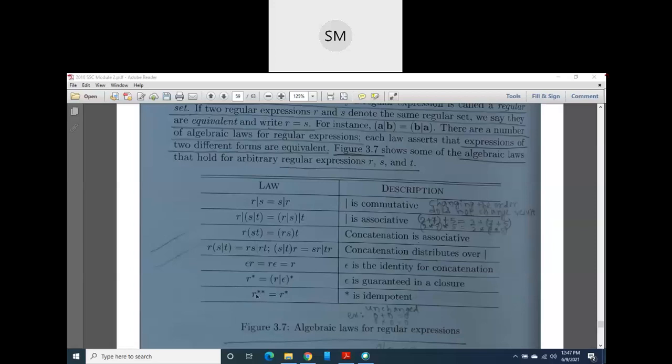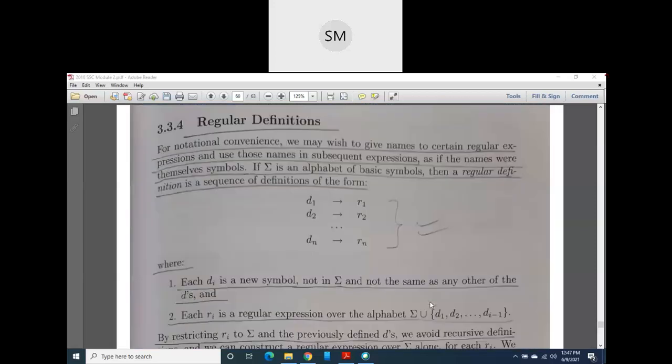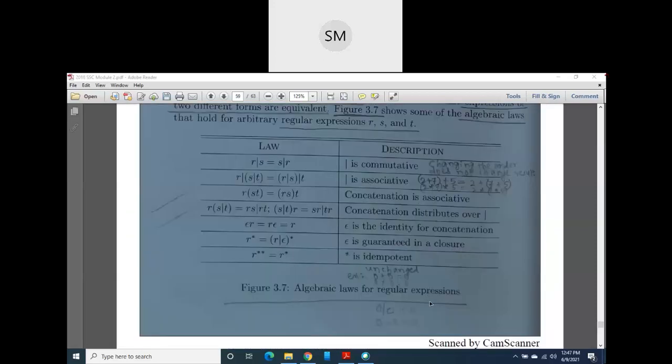Then R double star, what does it mean? R star is already 0 or more, and its Kleene closure is again 0 or more. So both of them are going to give us the same result, that is R star is equal to R double star. So this star is idempotent. Idempotent is nothing but by doing so we will not get any difference. We will not get any change. They will be unchanged again. We will get the same thing again.